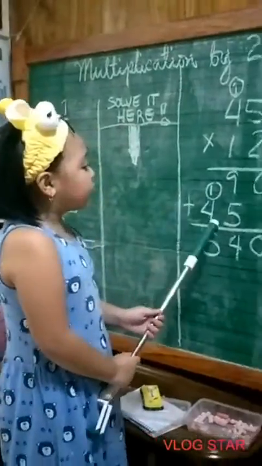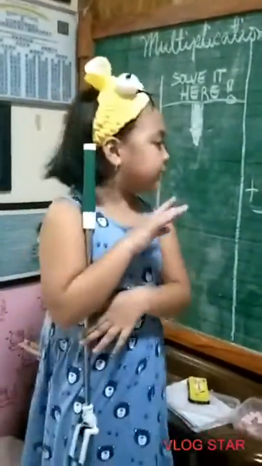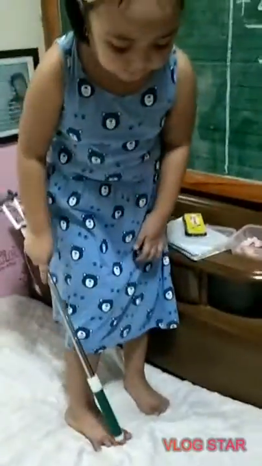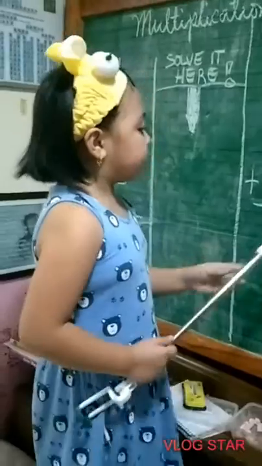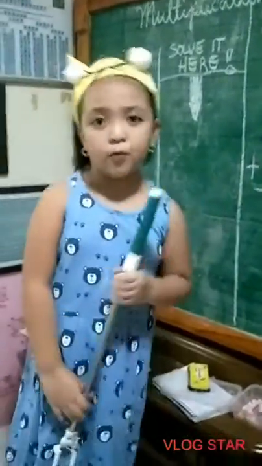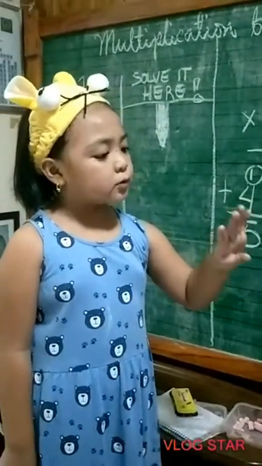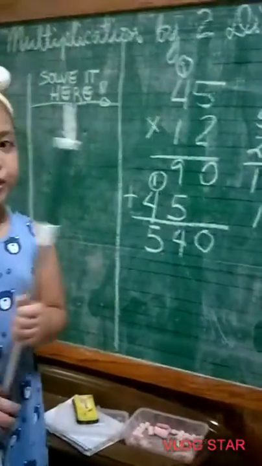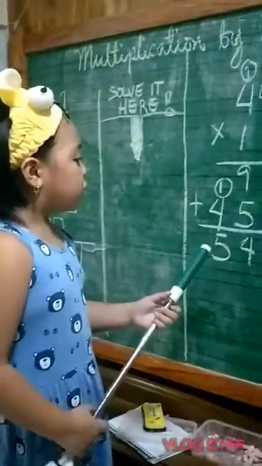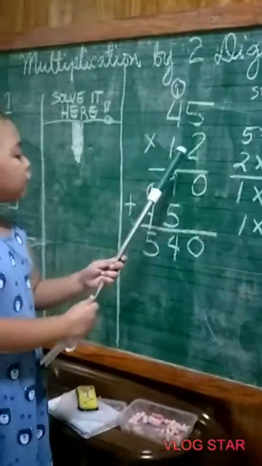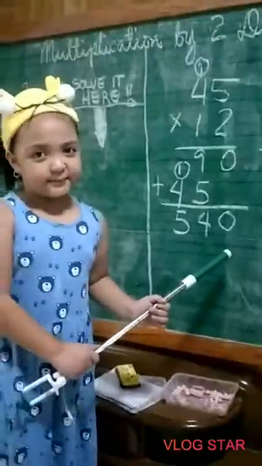9 plus 5 equals 14, because it's like this. 9 plus 5, 1, 2, 3, 4, 5, equals 14. And Mama puts a 4 in here and a 1 here, carry 1, and then it's like this. 1 plus 4, 1, 2, 3, 4, equals 5, or 4 plus 1 equals 5. And it's just the second part of the answer. So Mama puts a 5 in here. So the answer of 45 times 12 equals 540.